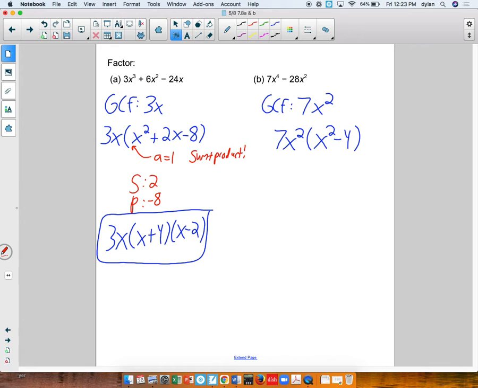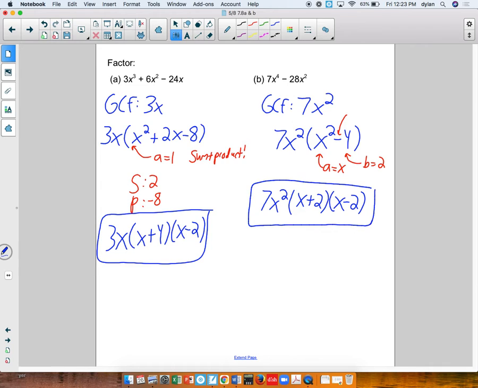Now we see that difference of perfect squares again, where a equals x and b equals 2, and we have a minus sign in the middle. So we can factor that into a plus b times a minus b. We'd have 7x squared multiplied by x plus 2 times x minus 2. Again, it's kind of cool because once we pull that GCF out, then we're just using techniques that we learned earlier in this chapter. Really the only new technique we learned in this section was the factoring by grouping technique.